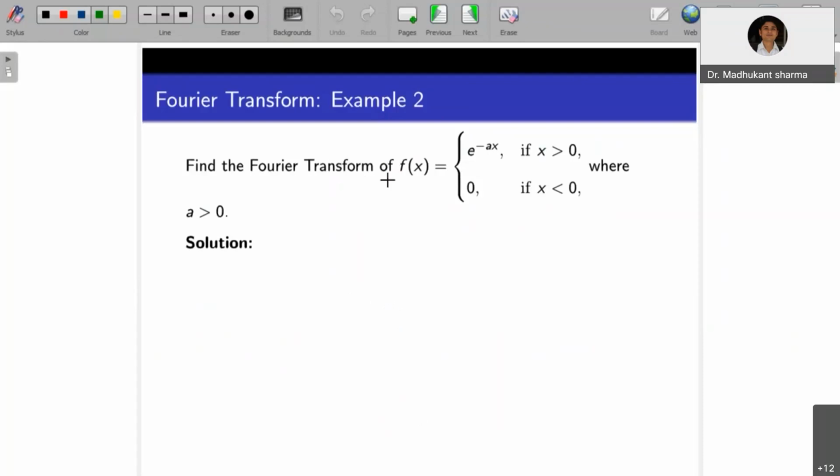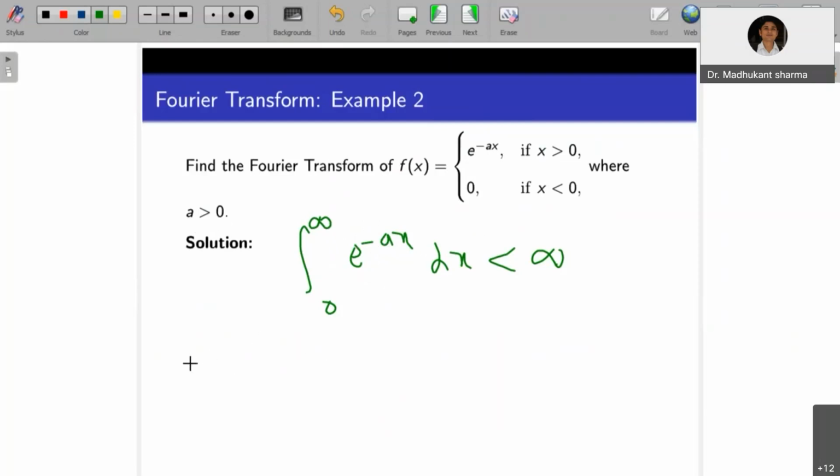So first of all, this function is continuous everywhere except at 0, because the limit from the left at 0 is 0, and the limit from the right is 1. Second thing is absolutely integrable: integration 0 to infinity, e to the power minus ax dx is finite. You can find that out, because a is greater than 0. Limit x tends to infinity of e to the power minus ax tends to 0 whenever a is greater than 0. So this integral will converge, so the Fourier transform does exist.